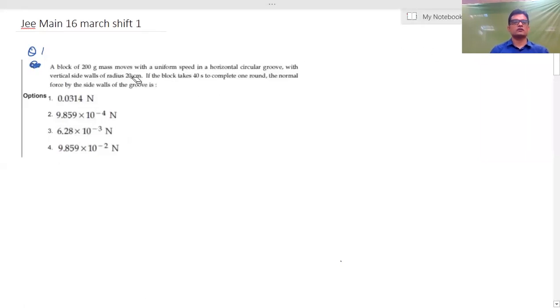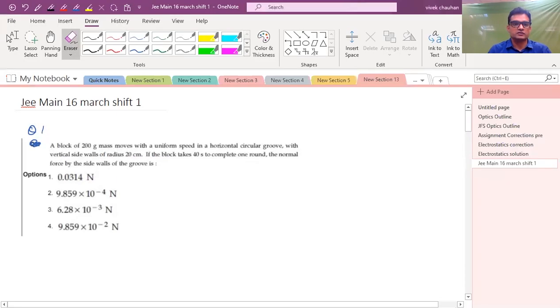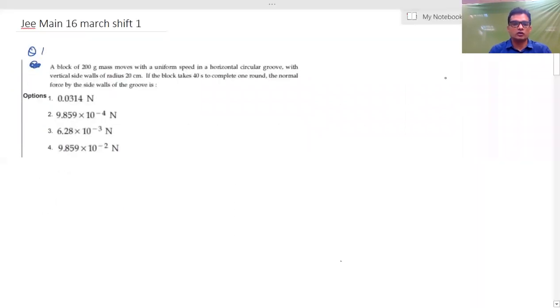So this was one of the questions asked in JEE Main 16 March shift 1. Here it is said that a particle is moving in a circular motion and it takes 40 seconds to complete the motion, and there is a vertical wall. So here is a vertical wall, and this is the particle which is moving in a circular motion of radius 20 centimeter, and we have to find what is the normal force which the wall exerts on the block.